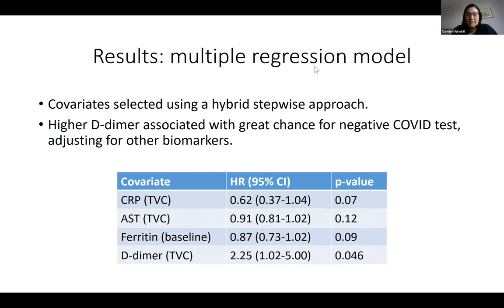And then here is our multiple regression model, which we selected using a hybrid stepwise approach, using a p-value of 0.15. And so according to our multiple regression model, a higher D-dimer was associated with a greater chance for negative COVID-19 tests once you adjusted for these other biomarkers, which include CRP, AST, and ferritin.